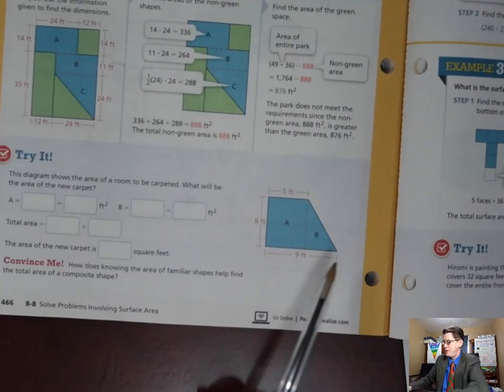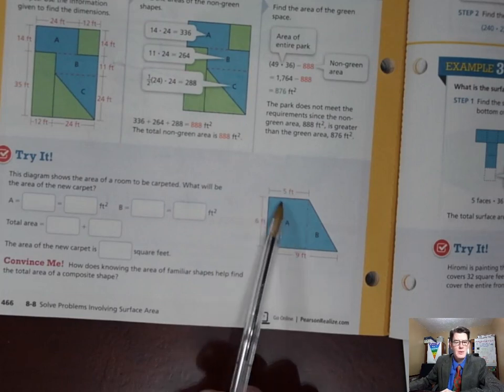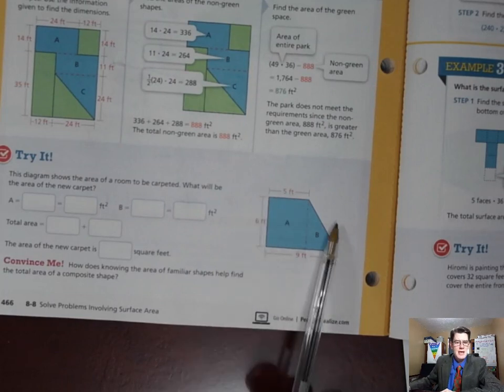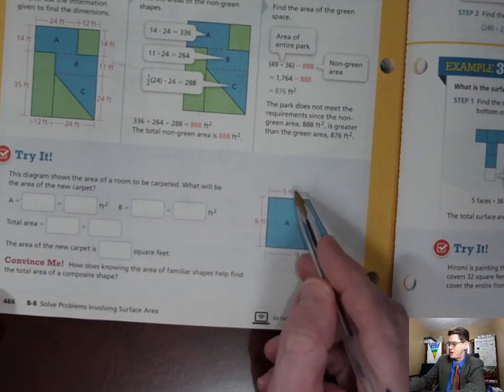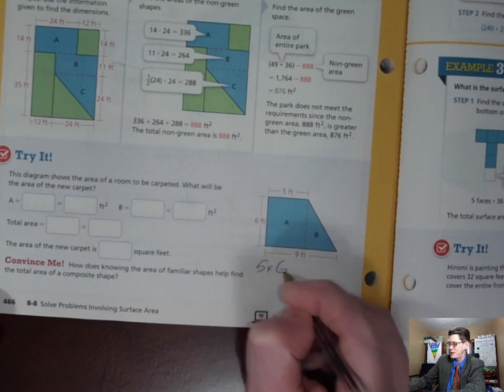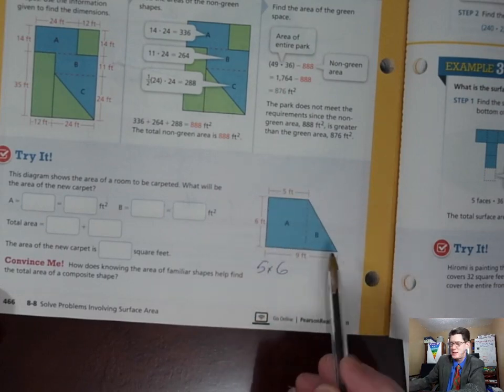How do you find the area in this figure? Well, first of all, you find the area of this rectangle and then the area of this triangle. You can fill these in how you would, but the area of this rectangle would be 5 times 6. And the area of this triangle, you've got to figure out what the base and the height is.